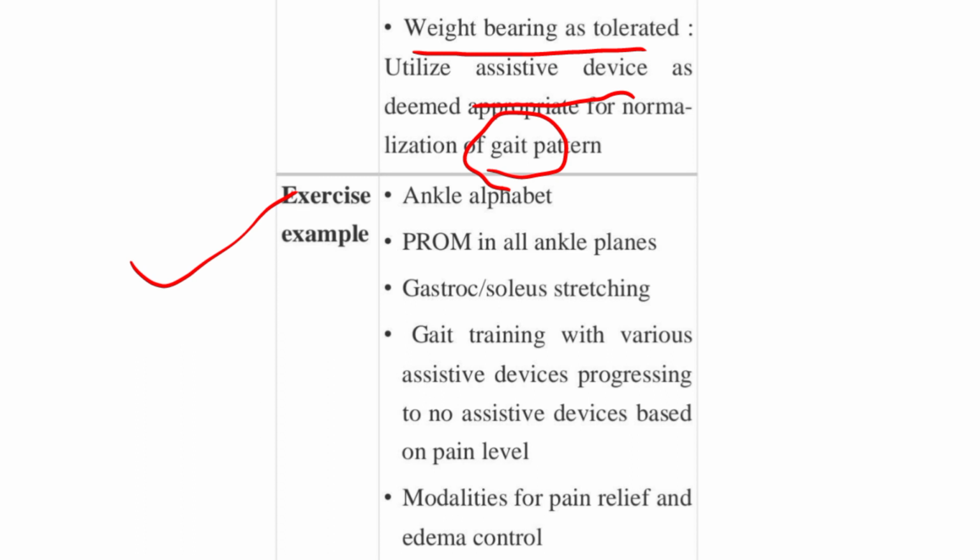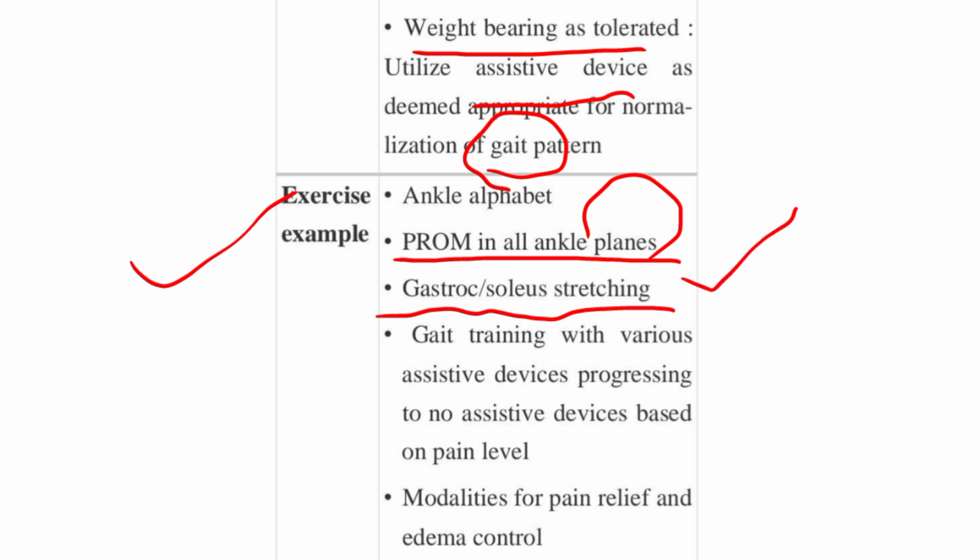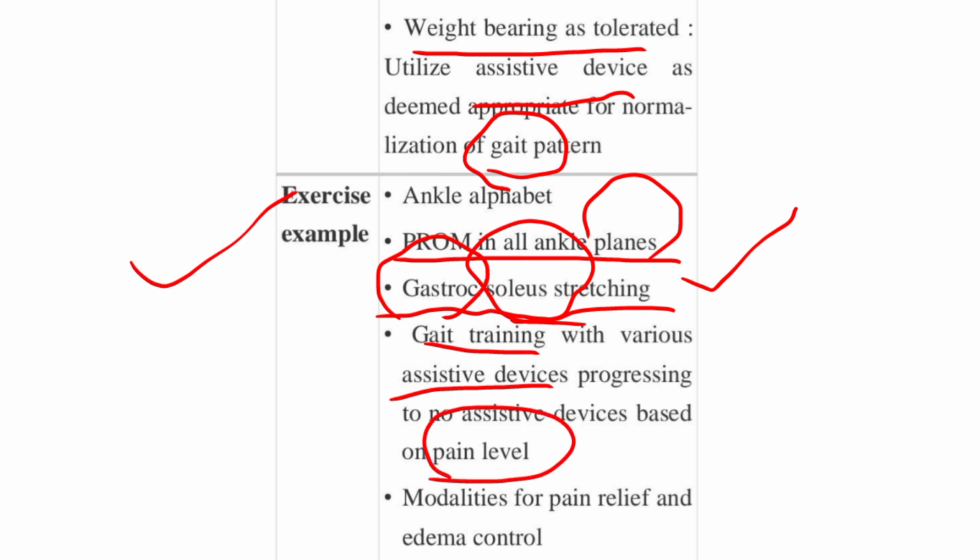Exercises we do are passive range of motion of the ankle in all planes, and stretches of the gastrocnemius and the soleus muscle. Gastrocnemius is the superficial muscle of the back of the leg and soleus is the deep muscle. Gait training with various assistive devices depends on the patient's level of pain. Modalities are also used for pain relief and edema.